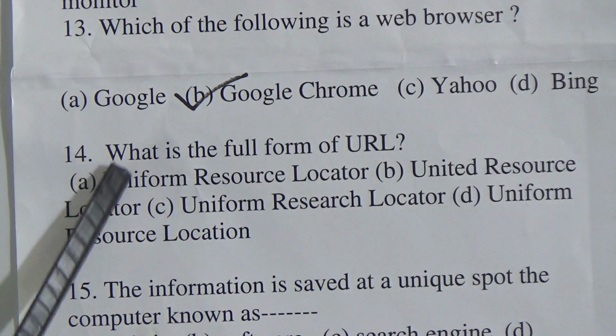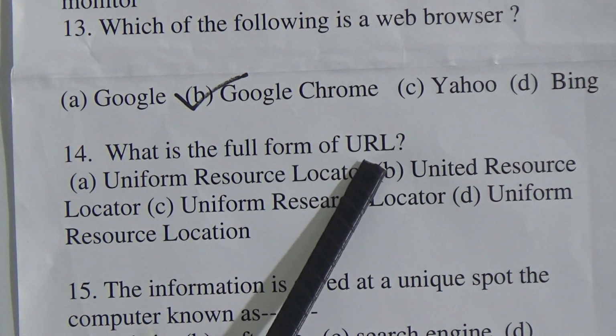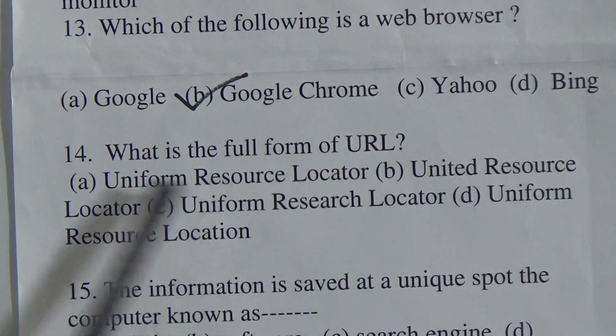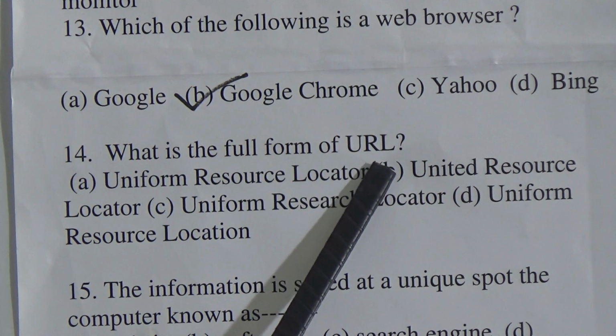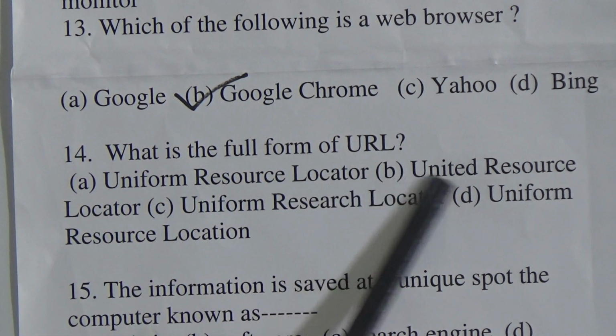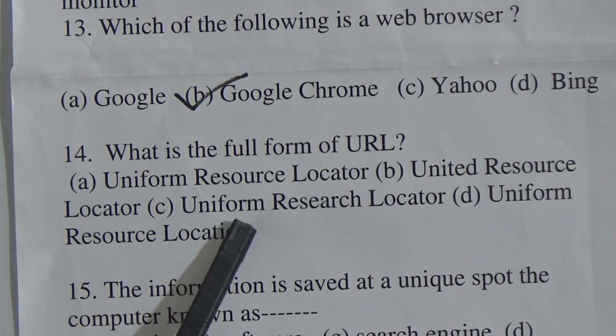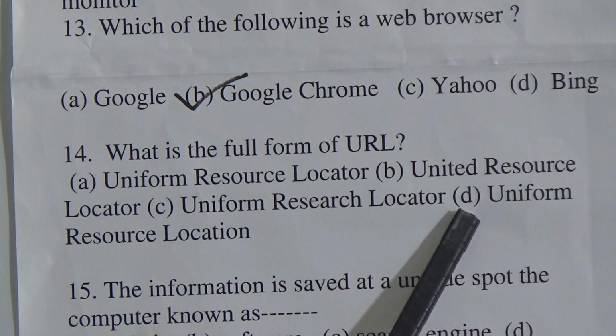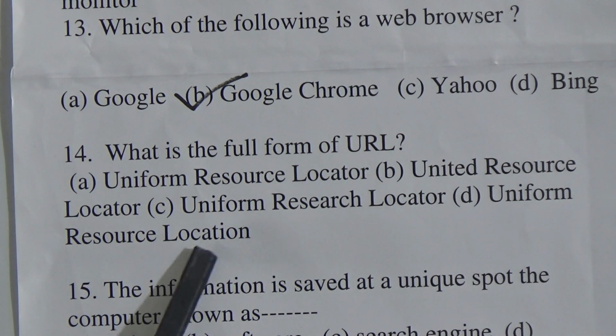Now number 14, what is the full form of URL? So look, what is the full form of URL? A, Uniform Resource Locator, B, United Resource Locator, C, Uniform Research Locator, and D, Uniform Resource Location.